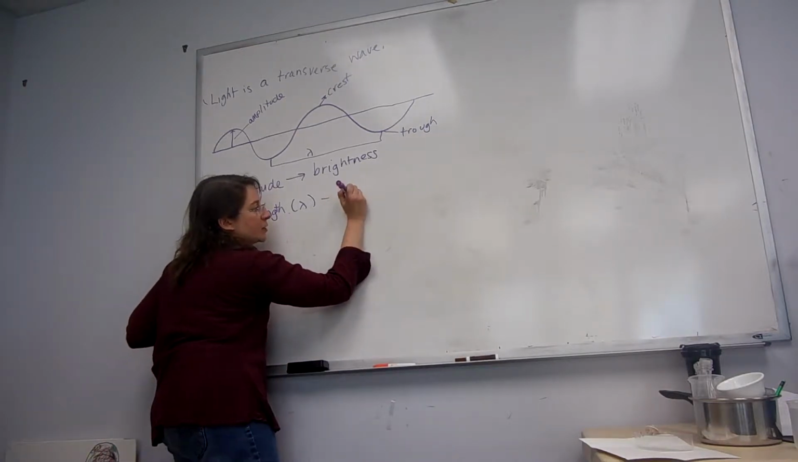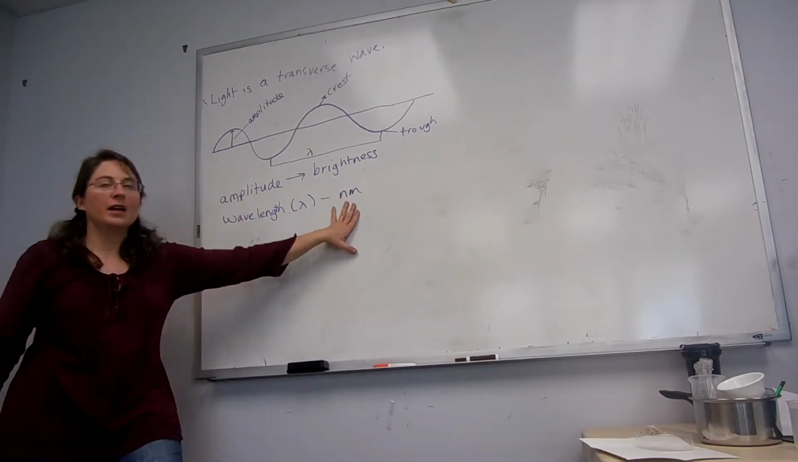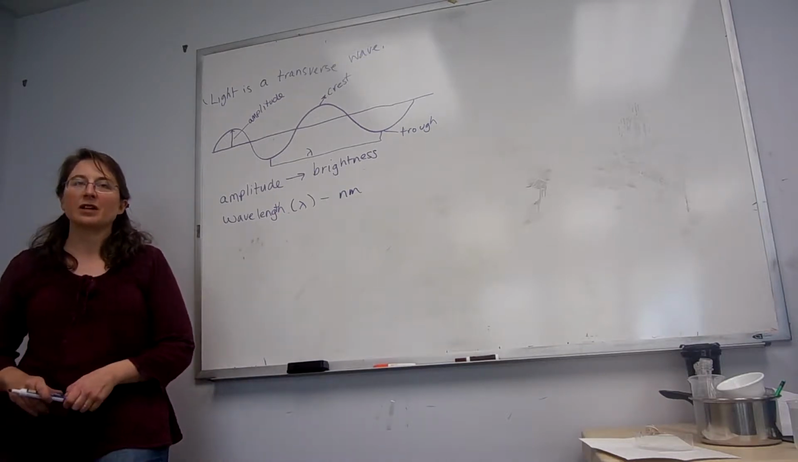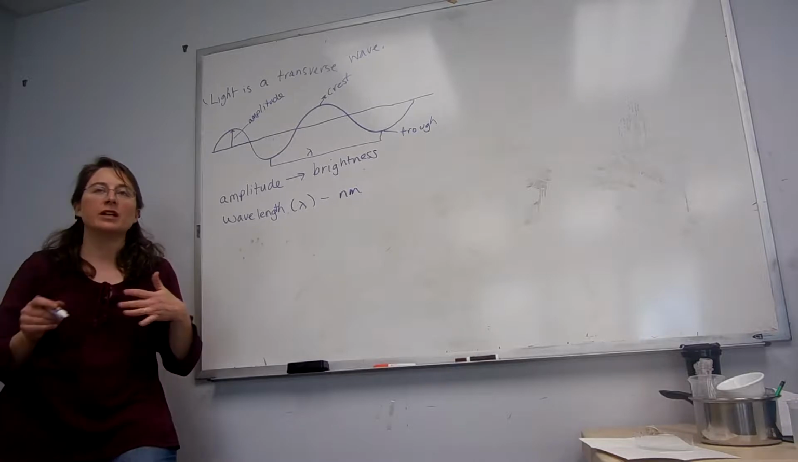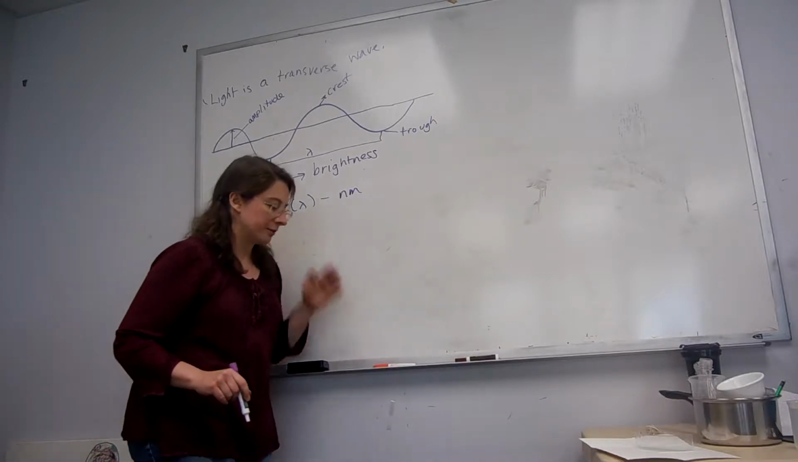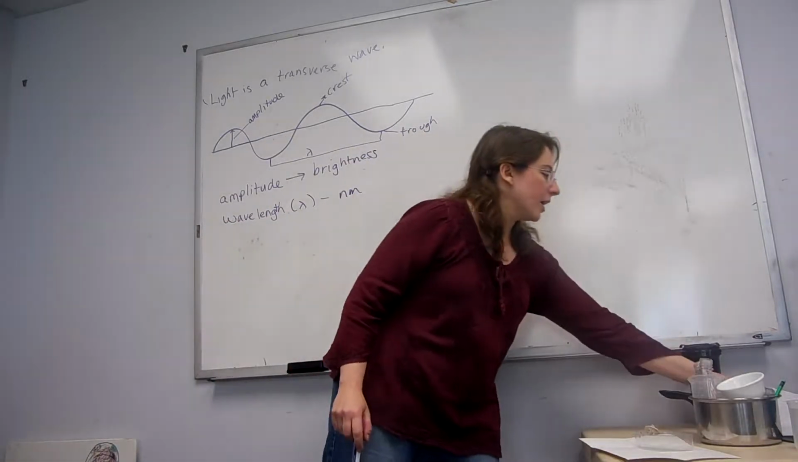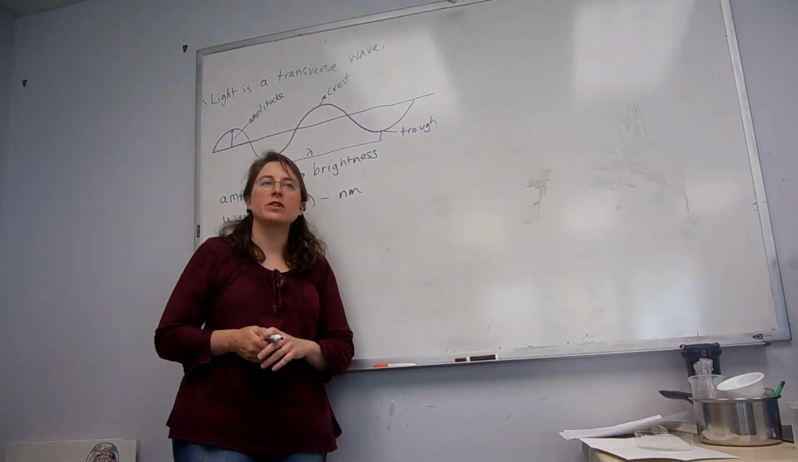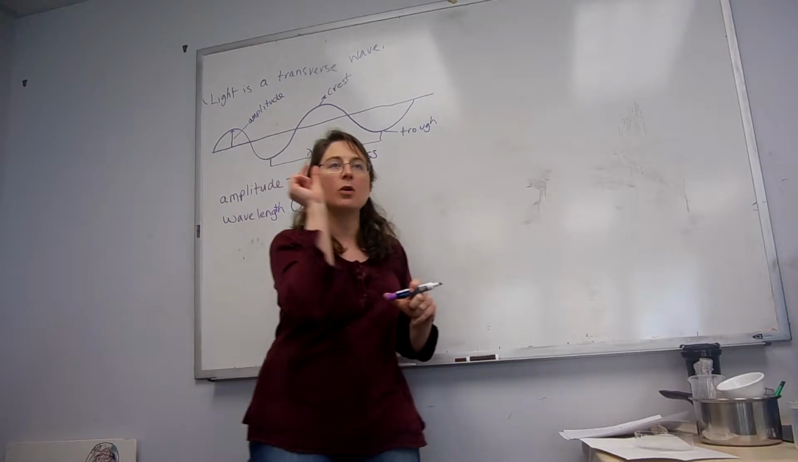And visible light is usually measured in nanometers. That's 10 to the negative 9 meters. So like a millimeter is 10 to the negative 3, a nanometer is 10 to the negative 9. So the range of visible light that we can see is a very small wavelength.